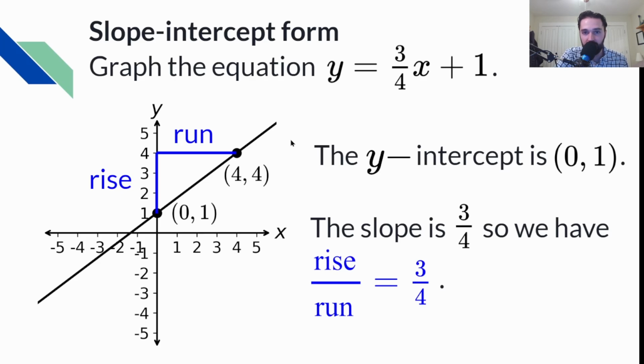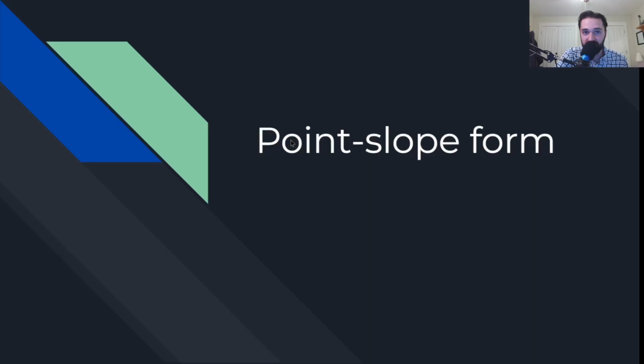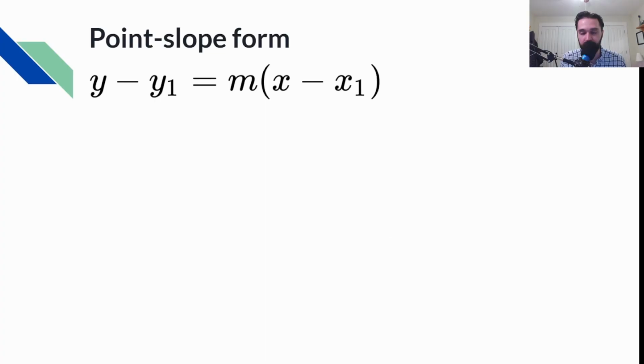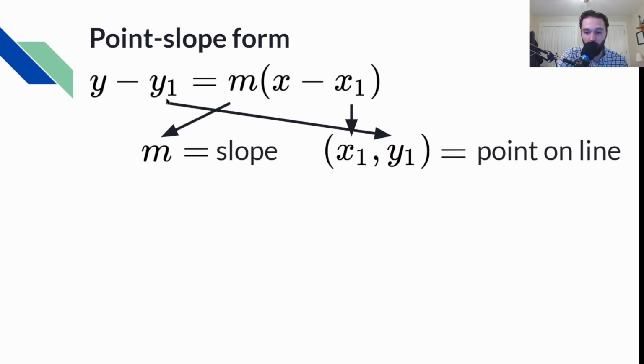Okay, so this is great. We have slope-intercept form now. All right, but now let's talk about point-slope form. All right, this one is a little different. Okay, here's what the form looks like. Okay, we have variables x and y, and we have parameters m, x1, and y1.